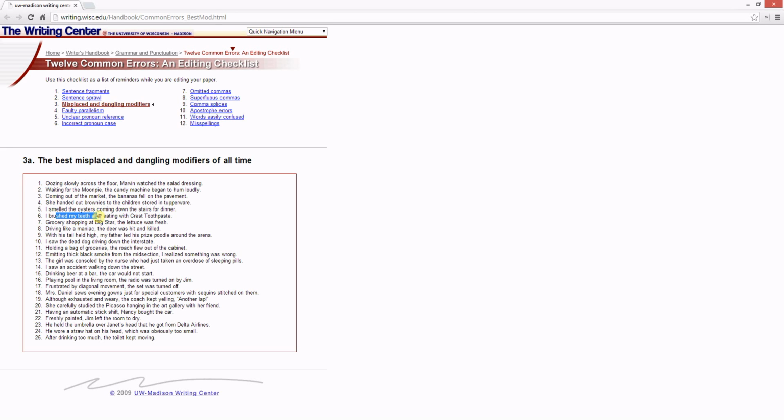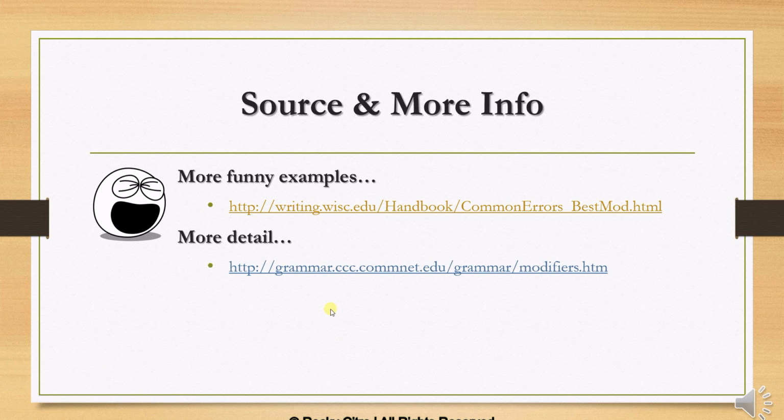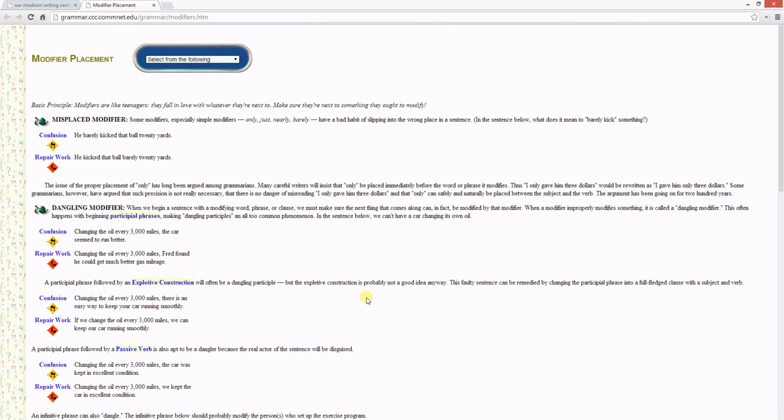Another one: I brushed my teeth after eating with Crest toothpaste. That means you were eating with a human version of Crest. So in this example, we have stuck something in between our modified and our modifying elements. So instead you could say, after eating, comma, I brushed my teeth with Crest toothpaste. And there's many more. You can take a look at them. Also search online. Search for misplaced modifiers or dangling modifiers, and you'll get plenty of pages.